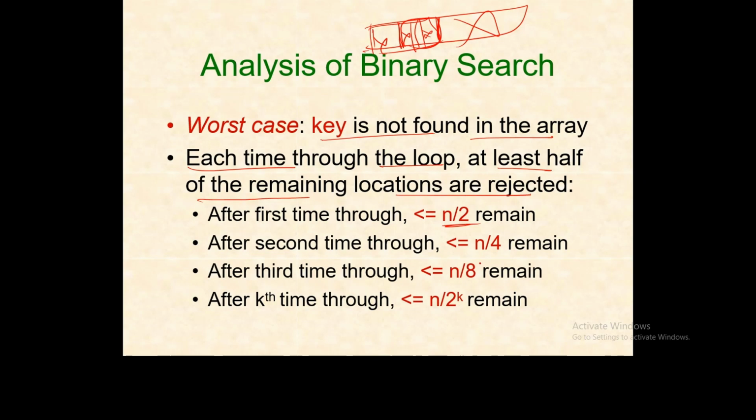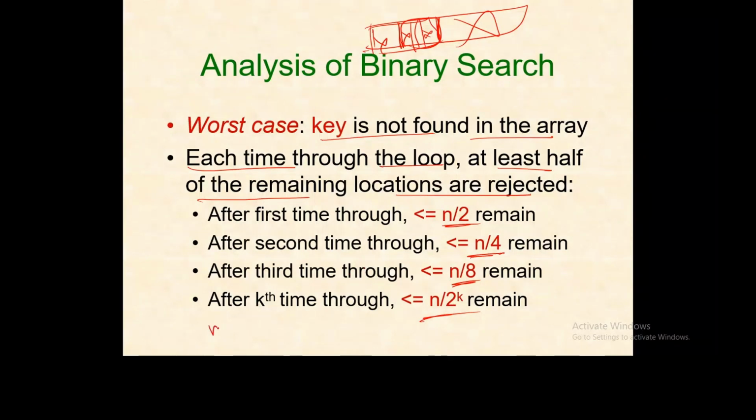After the first time the size will be less than or equal to n by 2, then it will be less than or equal to n by 4, then less than or equal to n by 8, and n by 2 raised to power k. So the size will decrease in powers of 2, every time we simply divide the list into half.